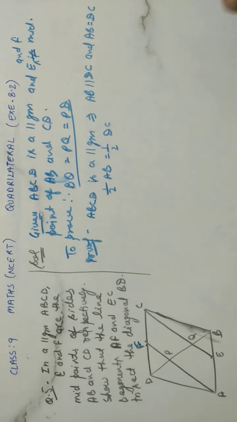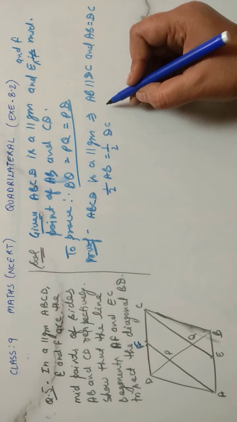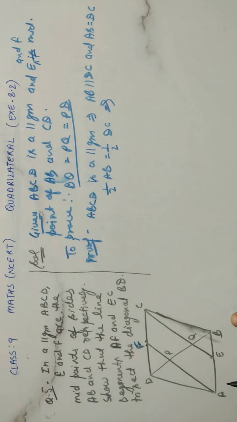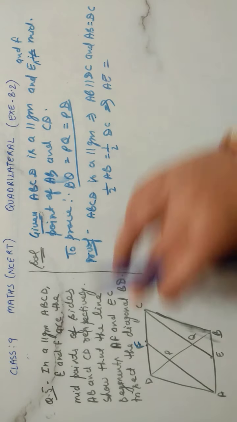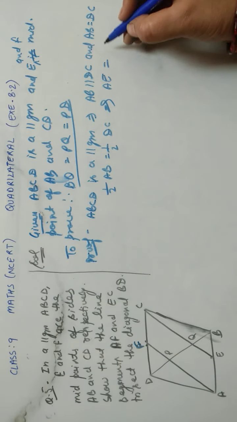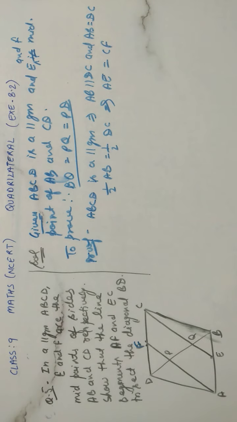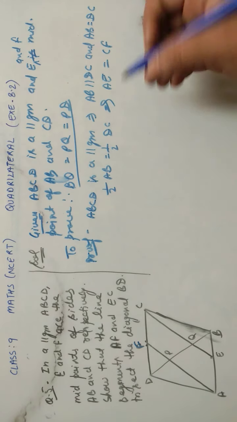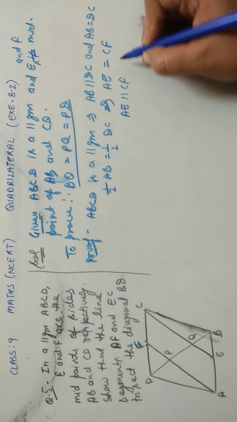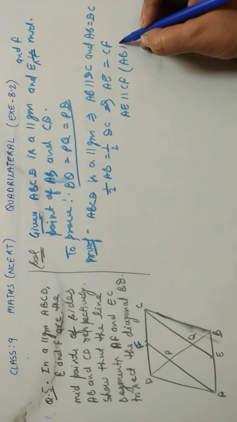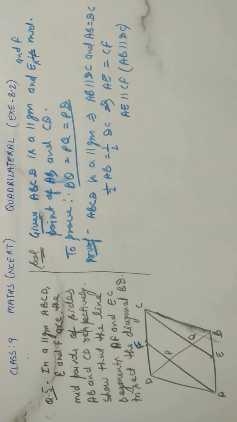When the complete lines are equal, then their halves will also be equal. So half of AB, which is AE, is also equal to half of CD, which is CF. AE is equal to CF. And we can also say that AE is parallel to CF. Why? Because AB is parallel to DC, so their parts are also parallel.